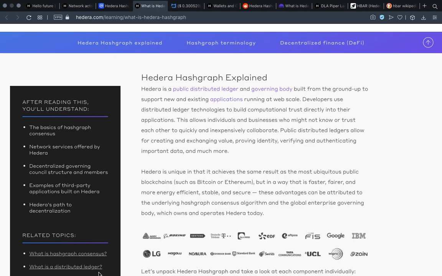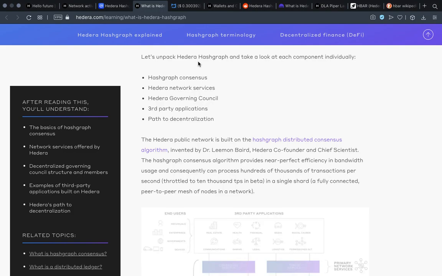Hedera is unique in that it achieves the same result as most ubiquitous public blockchains such as Bitcoin or Ethereum, but in a way that is faster, fairer, and more energy efficient, stable, and secure. These advantages can be attributed to the underlying Hashgraph consensus algorithm and the global enterprise governing body which owns and operates Hedera today. Let's unpack Hedera Hashgraph and take a look at each component individually: Hashgraph consensus, Hedera Network Services, Hedera Governing Council, third-party applications, and path to decentralization.